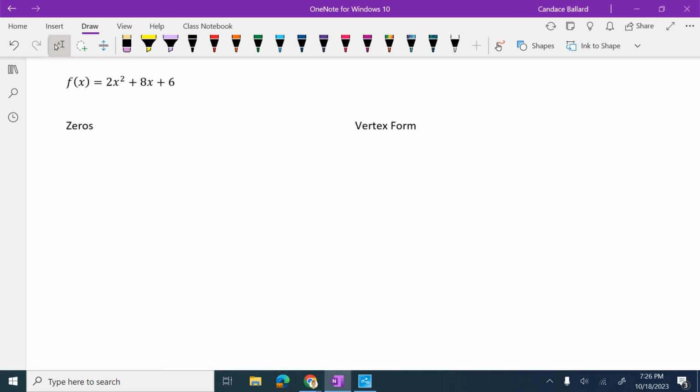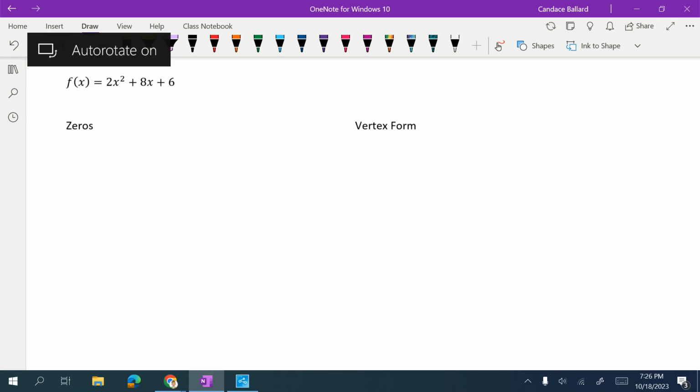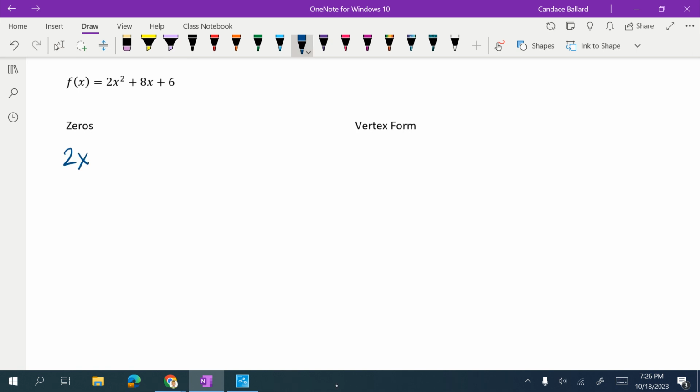In this video, we're going to find the zeros and the vertex form of f of x equals 2x squared plus 8x plus 6. So to find the zeros, I am going to set this function equal to 0. The very first thing I try to do is factor it. So I always look for a greatest common factor first. In this case, it's 2. And since we're solving, instead of factoring it out like a GCF, I'm just going to divide everything by it.